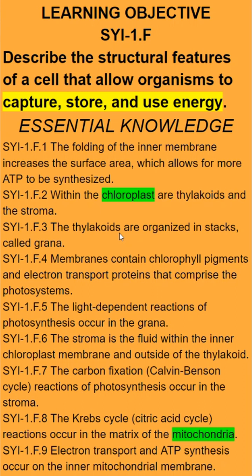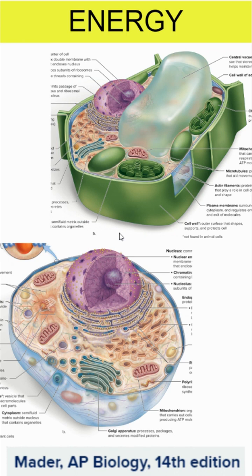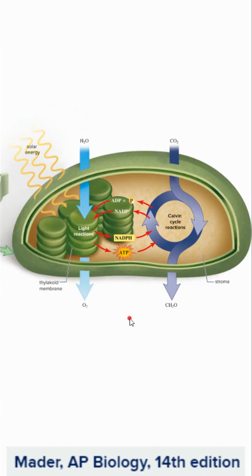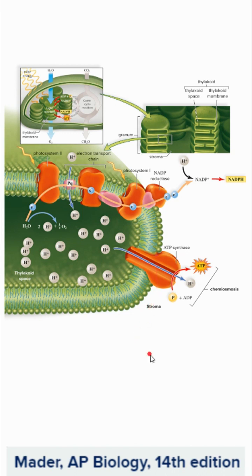Now, chloroplasts and mitochondria are very important for capturing, storing, and using energy. So when we talk about energy, we're talking about mitochondria and chloroplasts. Within our chloroplasts, we have double membranes. We have stacks of thylakoids where the light reactions are going to take place, and all the space that's outside of the thylakoids is called the stroma, where the Calvin cycle occurs. So it's within these thylakoids where you have chlorophyll, which captures the energy from the sun.